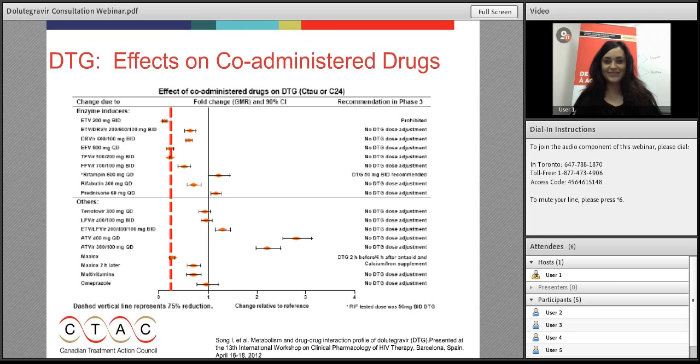And if we look down here, Dolutegravir also should be taken 2 hours prior or 6 hours after any antacid, calcium, iron supplements. This is mainly because these products bind with Dolutegravir. But overall, there are very few drug interactions, certainly less than what we've seen in other antiretroviral treatments.